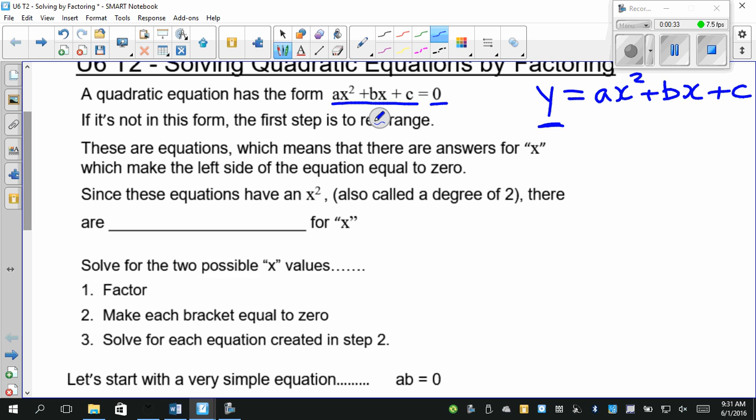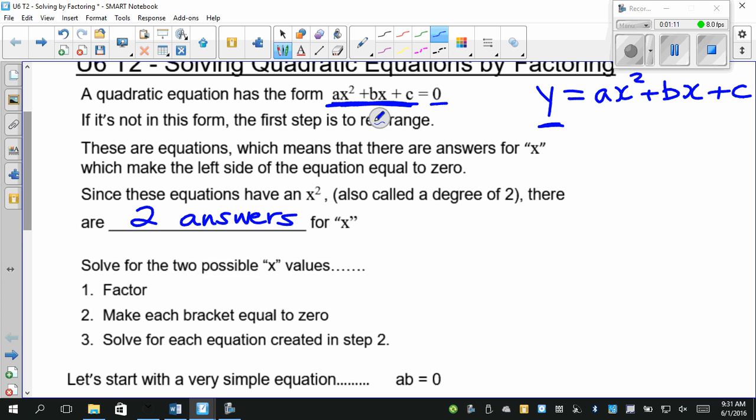And if the equation isn't in that form, then we have to change it so that it is. So we need to move everything over to one side and make it equal to 0 in order to solve it. Because it's an equation, there are answers for x which make that left side equal 0. Since these equations have an x squared, or a degree of 2, that means that there are 2 answers for x.